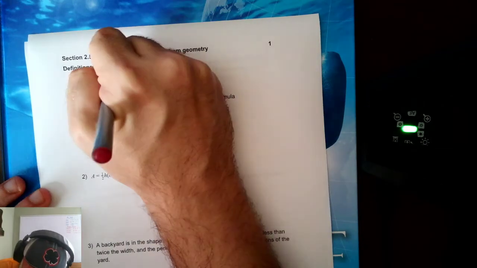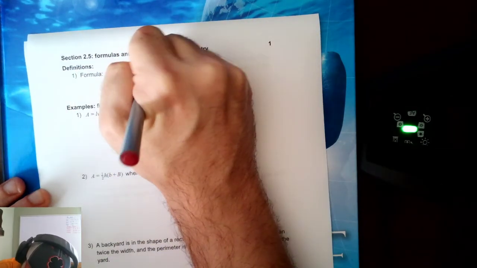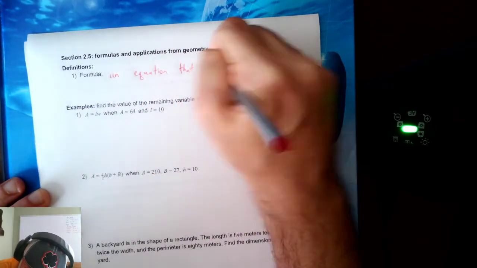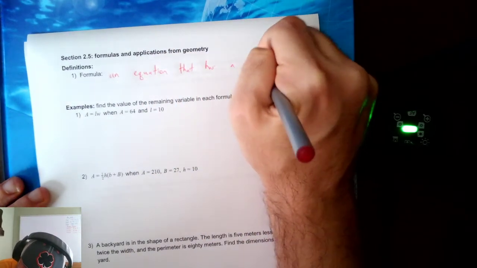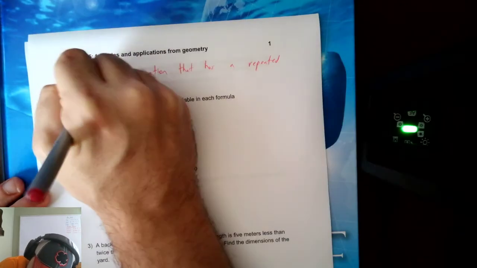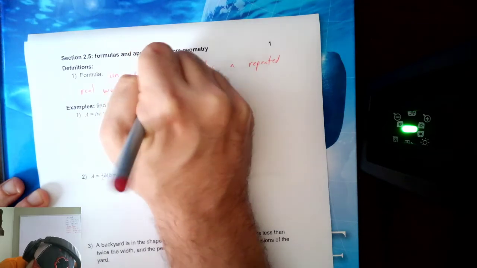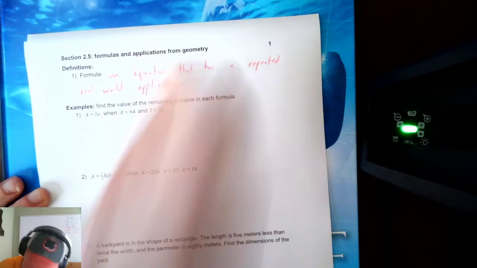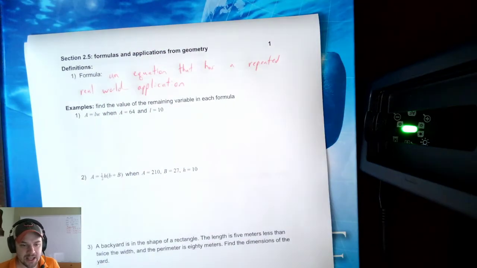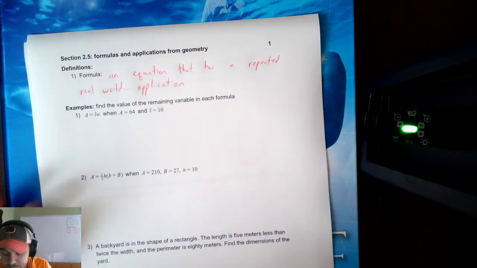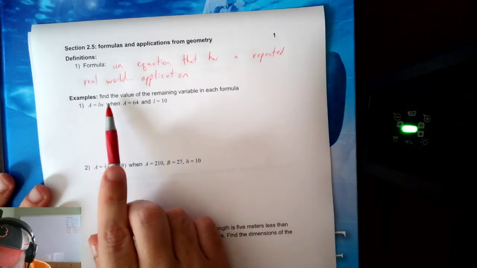A formula is an equation that has a repeated real world application. And that is what a formula is. It has a repeated application. It's an equation that we can use over and over again. Now, let's look at these examples.